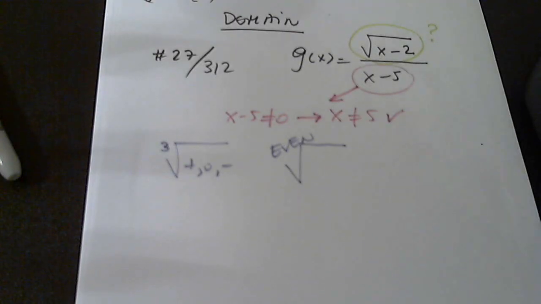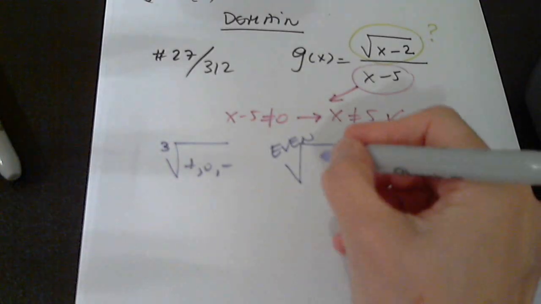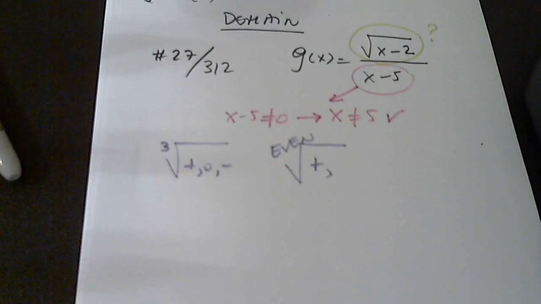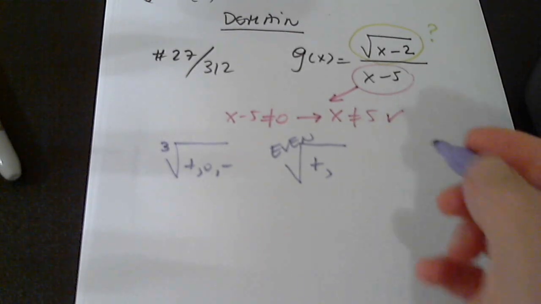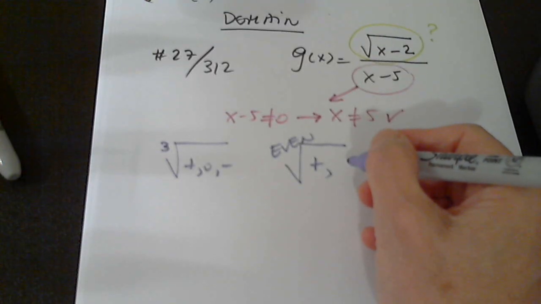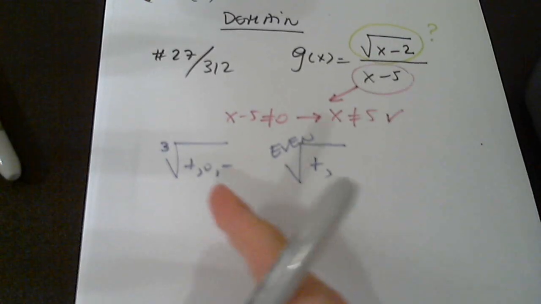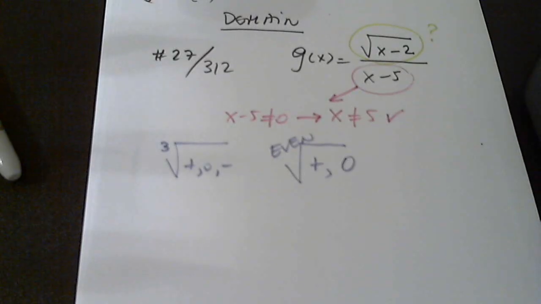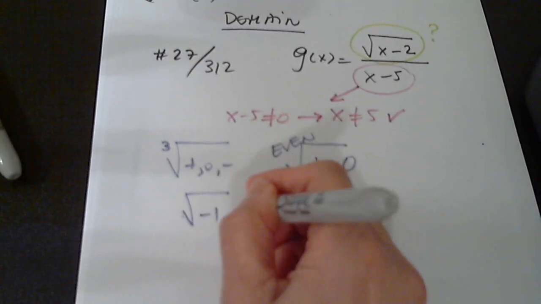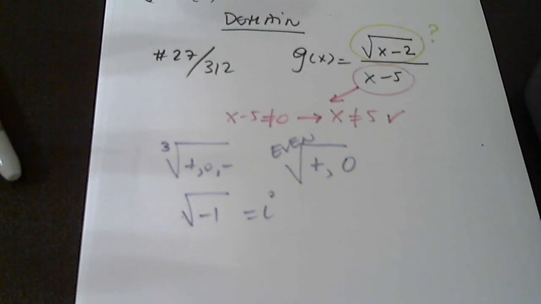2. So you mean positive. And what else? Any positive number we can take the square root of. And what else? Zero, right? We can always take the square root from positive numbers and 0. We cannot take the square root from a negative number. Remember, we discussed that. The square root of -1 is i.